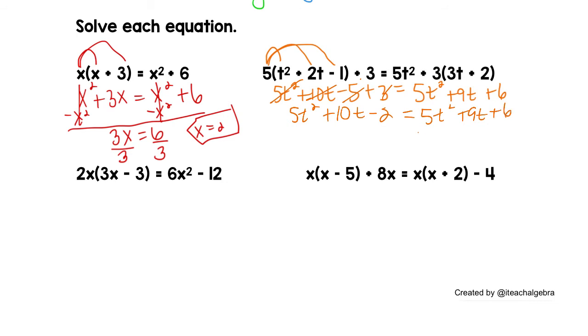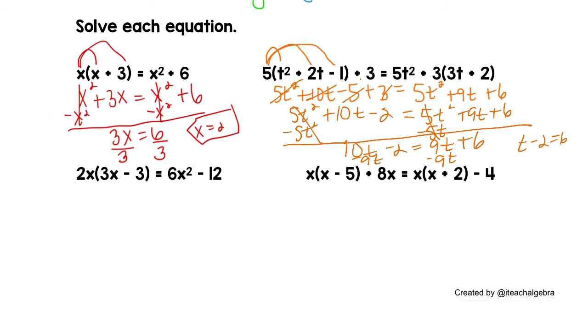Now we have to combine like terms. Let's move that 5t squared over. Those cancel, and we're left with 10t minus 2 equals 9t plus 6. So I'm going to subtract 9t from both sides. I'm left with t minus 2 equals 6. Add 2, and we know that t equals 8. Ooh, that was a lot of writing. Try the next one on your own.